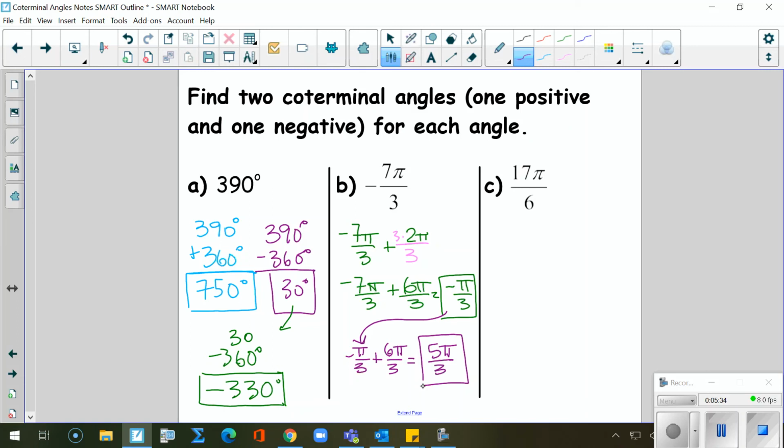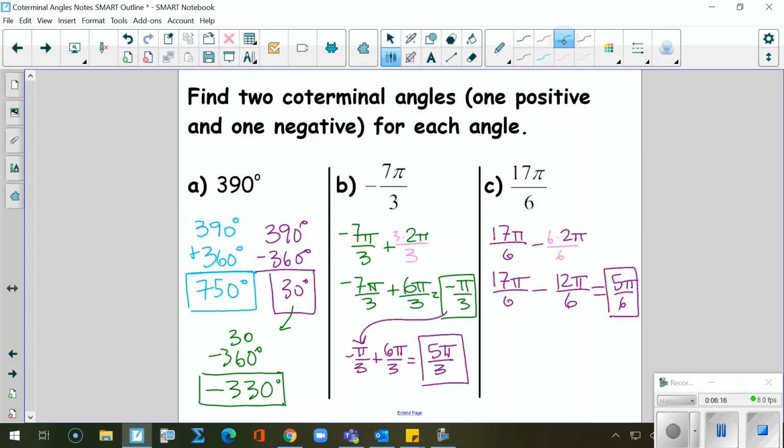The third example is a pretty large angle. So I might, in this case, start by subtracting 2 pi. A common denominator would require us to multiply by 6 over 6. So I've got 17 pi over 6 minus 12 pi over 6. 5 pi over 6 is a positive coterminal angle.